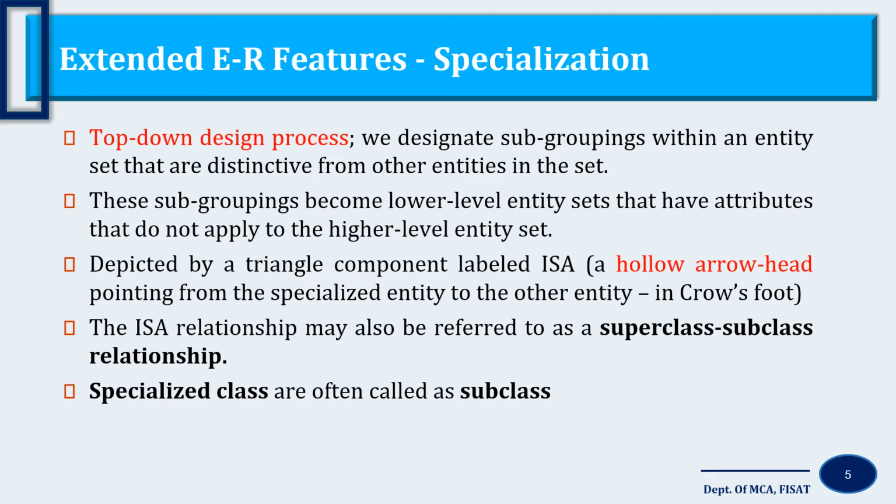Inside the triangle component, we will be labeling that triangle component with the term is A. Whereas in crow's foot notation, we are using a hollow arrowhead pointing from the subclass to the superclass, from the specialized entity to the super entity or the other main entity. So this is the method to represent the specialization feature in our ER diagram.